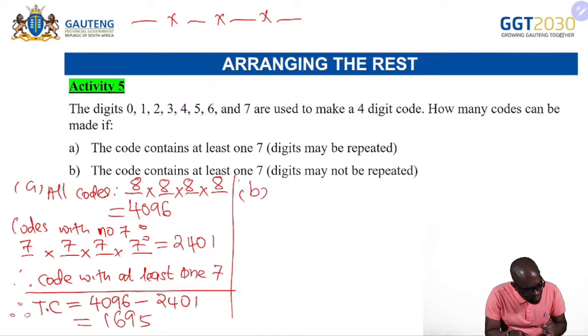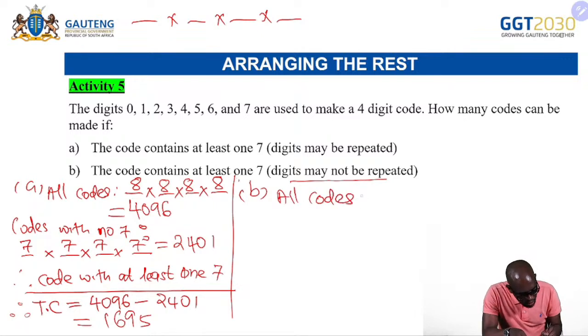Now let's check possibilities where the digits may not be repeated. We're going to take all codes. If we take all codes, then we're going to get that 1, 2, 3, 4.